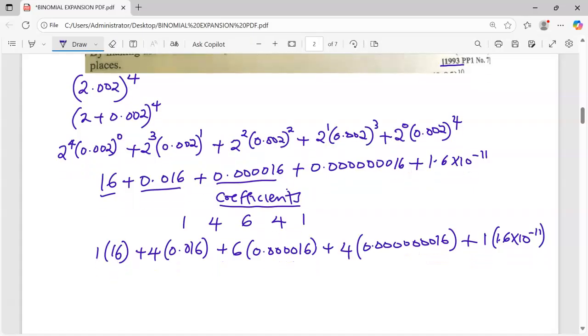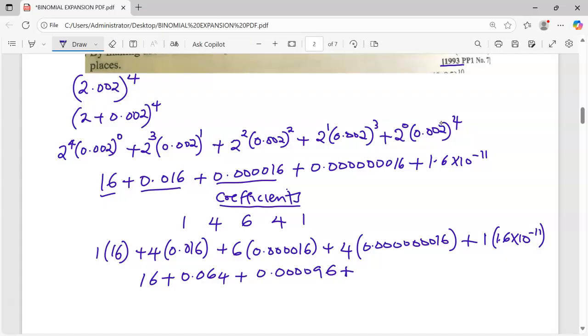After we have done that, we can now simplify. 1 times 16, you get 16, plus 4 times 0.016 will give us 0.064, plus we have 6 times 0.000016, and this one is going to give us 0.000096, that is 4 zeros, then 96.